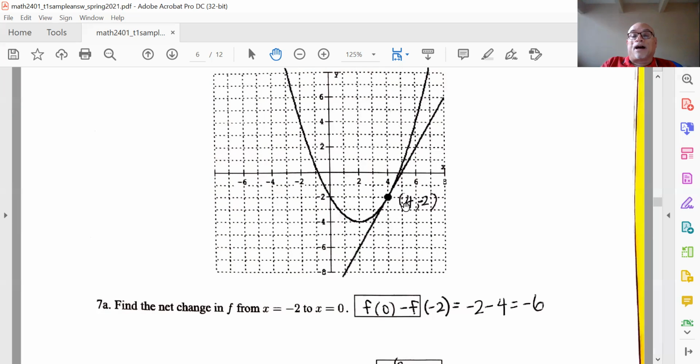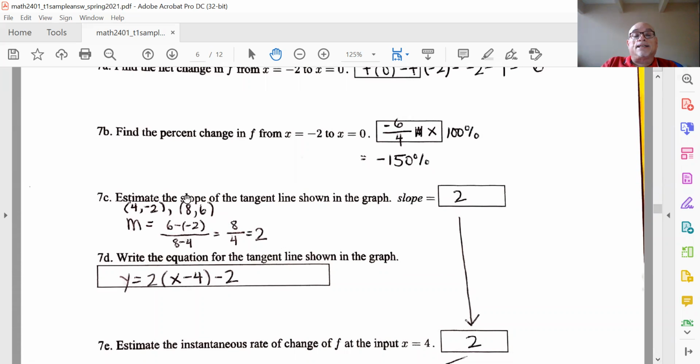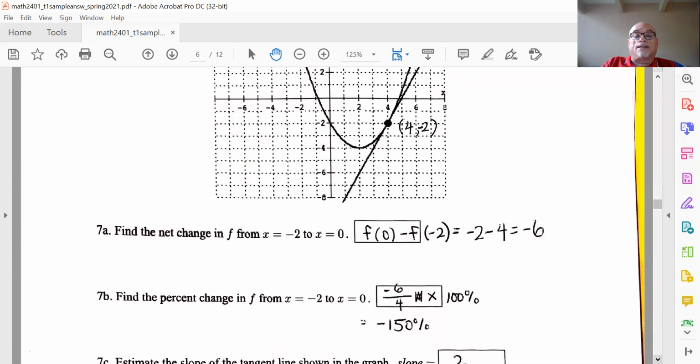Well, 1 point on the line is pretty obvious. That's 4 and minus 2, because that's also the point that's on this parabola. And then we simply have to pick off another point on the line. We're not given another point on the line, so we're going to have to estimate another point on the line. Let's see what point I used here. It looks like I used the point 8, 6, right? Let's see, is that a point on the line? There's 8, and yeah, at 8 on the line, the matching y value indeed appears to be 6. So here's a second point on the line up here at 8 and 6.